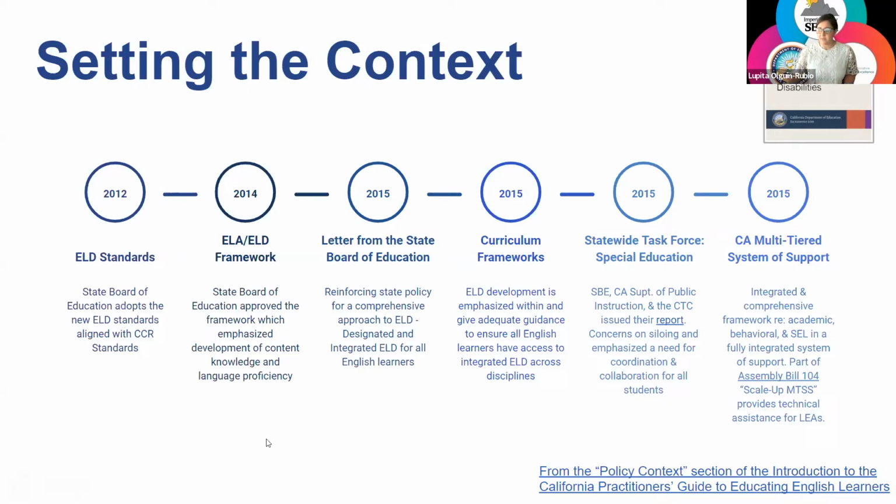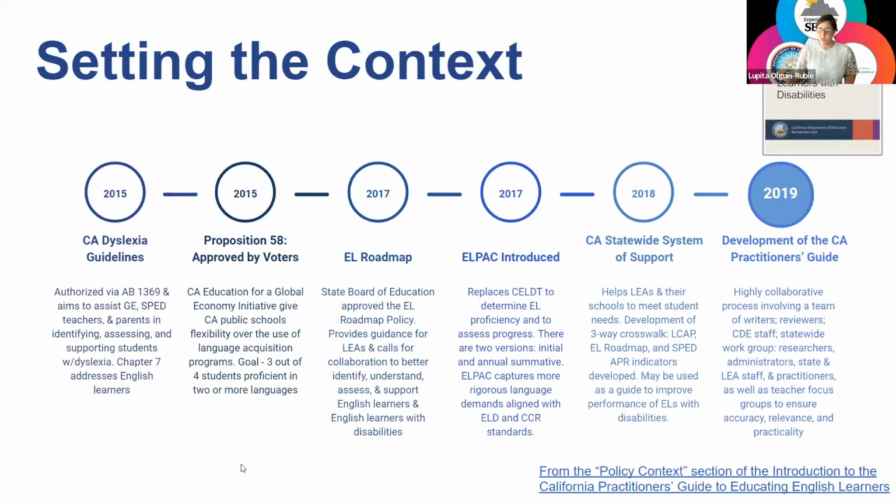It was a resource designed to support our English learners statewide. And moving forward in 2015, our state superintendent pushed out a letter informing all of our LEAs and superintendents in the state of California, reinforcing the policy of comprehensive ELD, that is designated and integrated ELD, for all English learners, including English learners with disabilities. So it really put some emphasis on the implementation of comprehensive ELD, which is a service afforded to English learners in support of language acquisition. And I'm going to move forward to the next slide just to get us moving along.